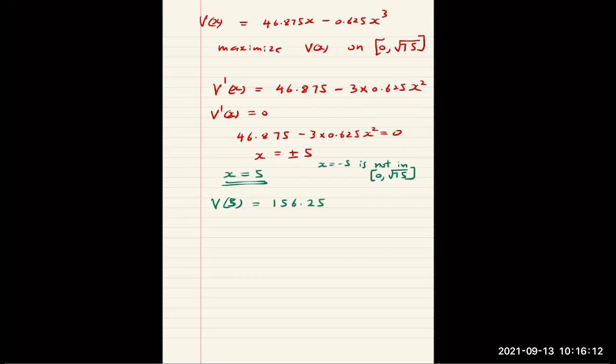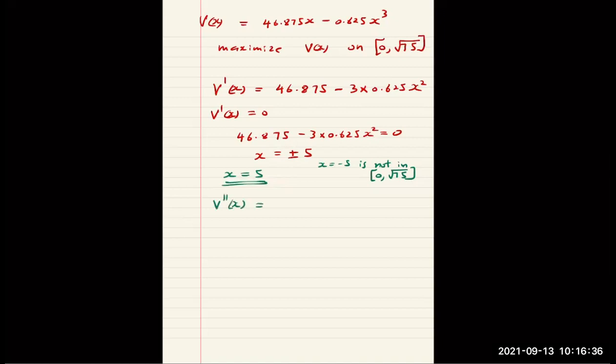Okay, so that is the next thing. What we need to do is determine whether we have a global maximum or global minimum at this point. Let's first determine whether we have a global maximum or global minimum at this point. For that, I'm going to find V double prime of x.